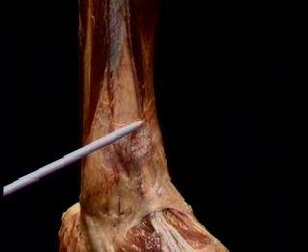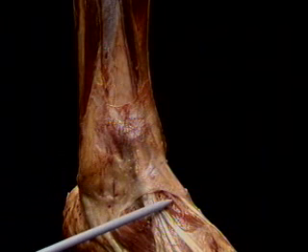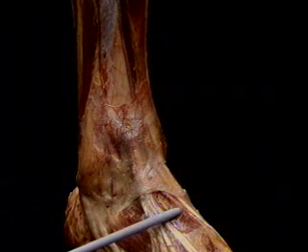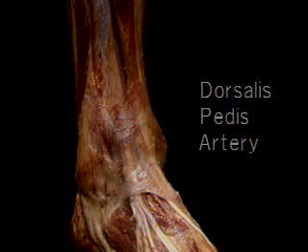At the ankle, the anterior tibial artery passes beneath the extensor retinaculum. Here's the artery emerging on the dorsum of the foot. Beyond this point, it's called the dorsalis pedis artery. We'll follow it further in the next section.